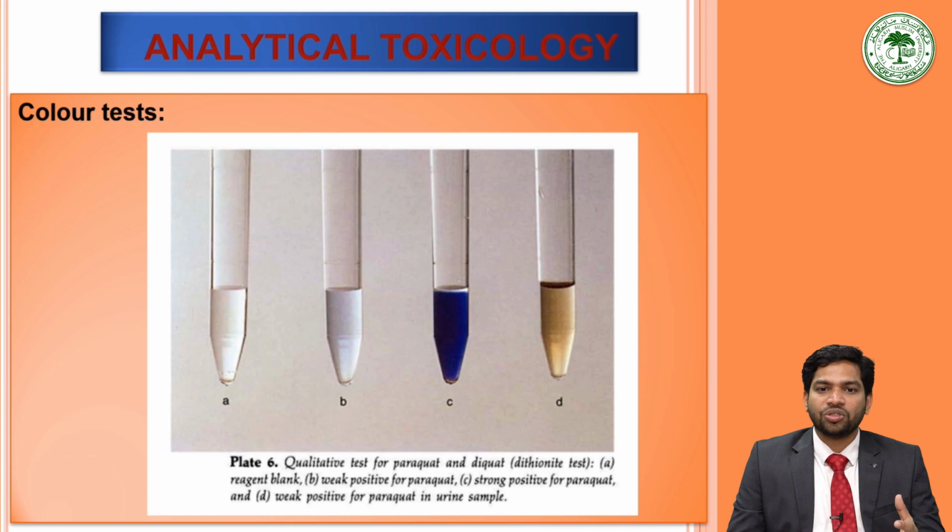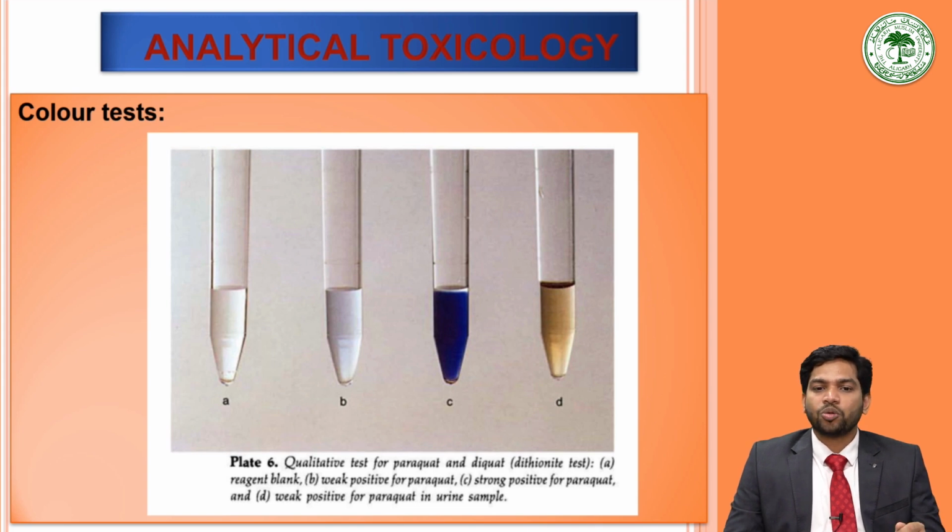The reagents used for the color test are sodium dithionite, which is in solid form stored in a desiccator, and aqueous ammonium hydroxide. As paraquat is very toxic and may be absorbed through the skin, all precautions should be taken to handle the items containing paraquat. The test is performed by adding 0.5 ml of ammonium hydroxide solution to 1 ml of the test solution and to the other tubes containing the blank and the positive control.